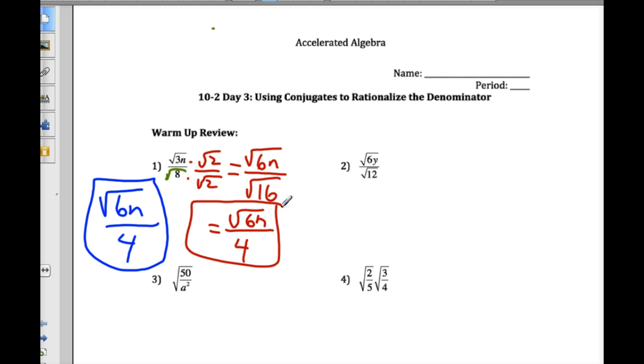If you guys do it this way, it's way less work. You can just check your answer by that. Okay? It's way less work. You don't have to simplify as much at the end.